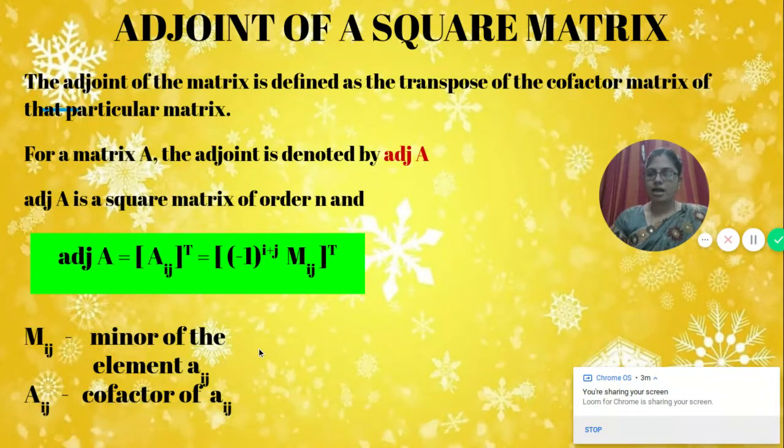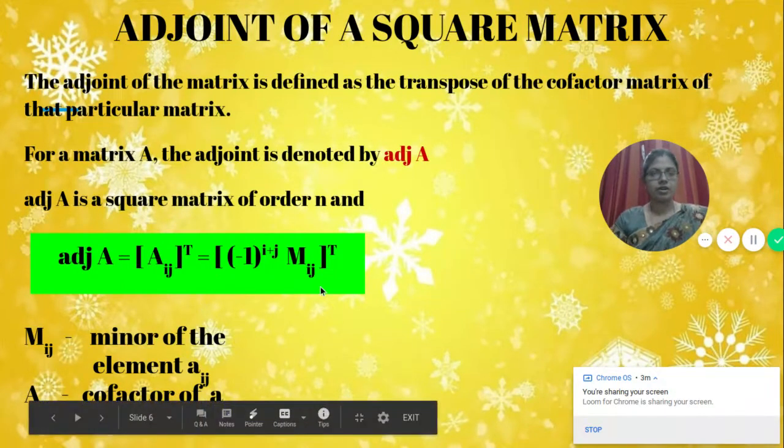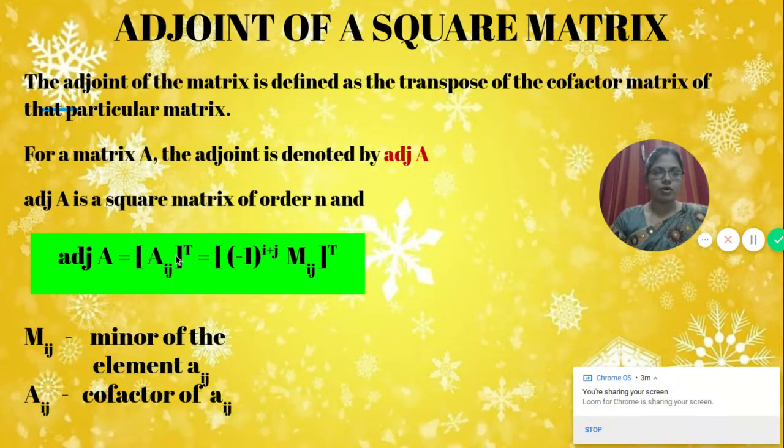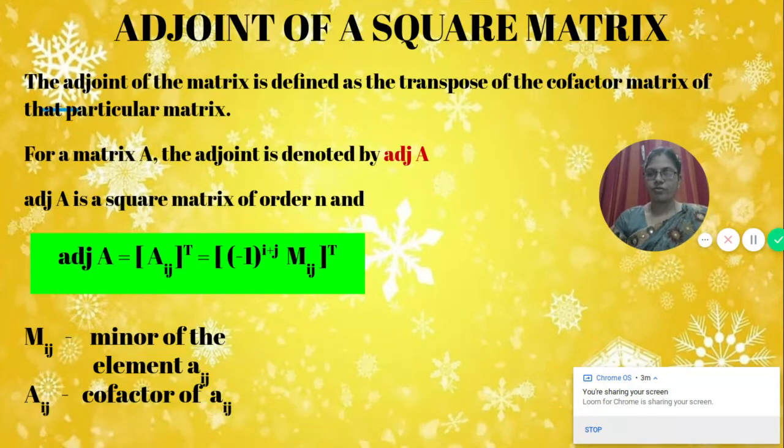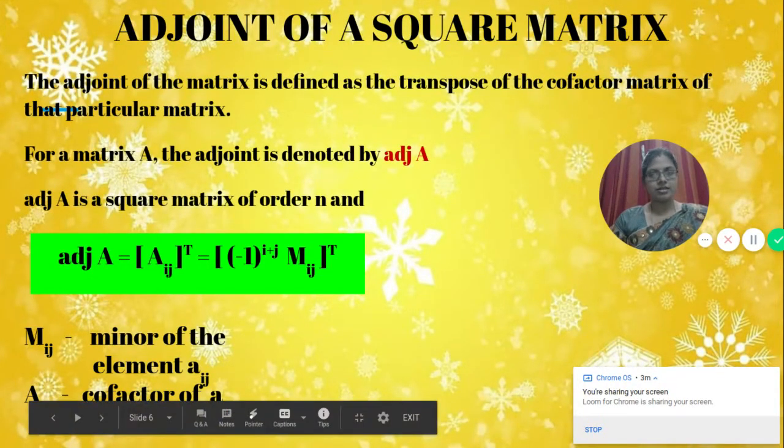In the earlier classes, we have learnt the cofactor of aij in determinants. The cofactor of aij, that is capital Aij, is the product of (-1) to the power i plus j and Mij, where Mij is the minor of the element aij. In the earlier classes, we learned the minor of an element in the matrices chapter. We'll have a quick glance at what a minor of an element is.